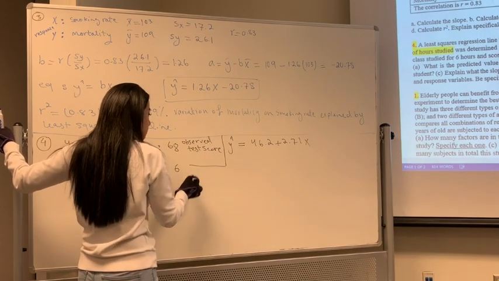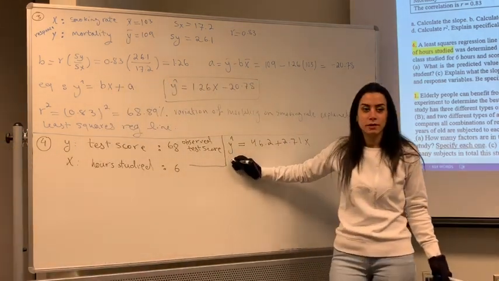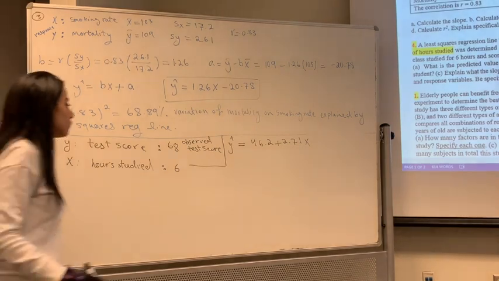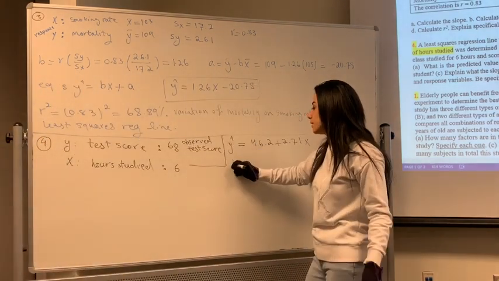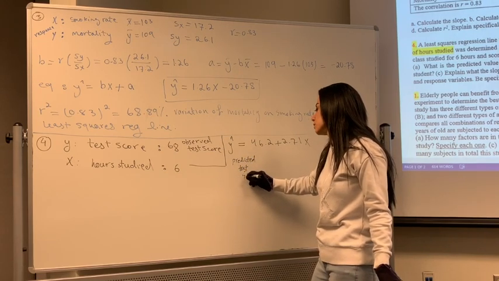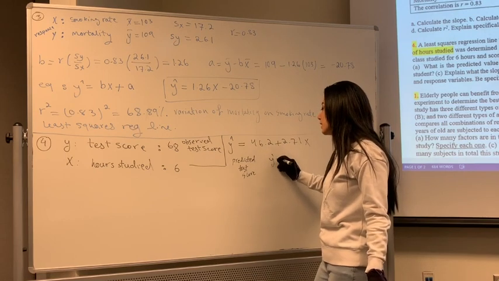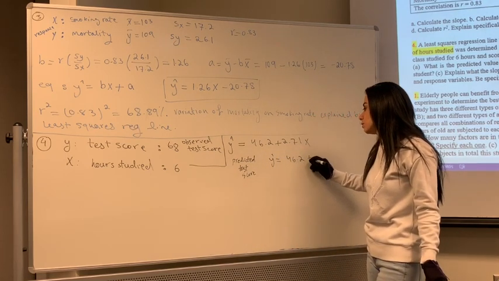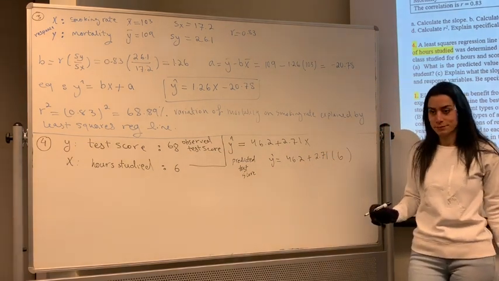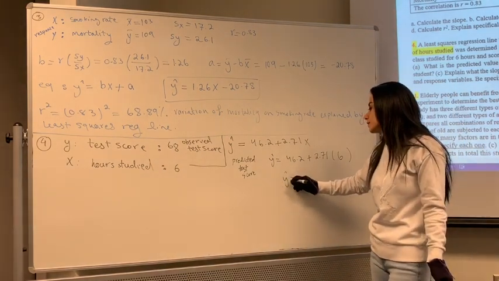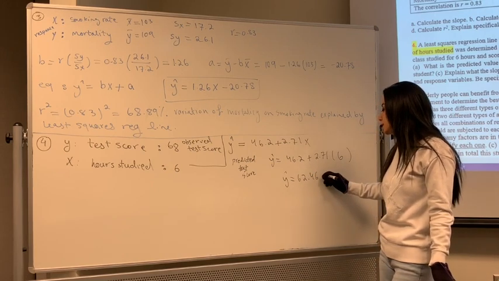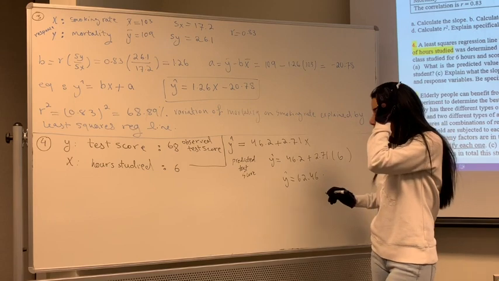Let's separate this because this one is predicted, correct? So now we want to see, for this study time, what will be the predicted test score. So what do we do? Y hat is equal to 46.2 plus 2.71 times 6. Correct? So what's the final answer? 62.46. This is the predicted test score. Correct?